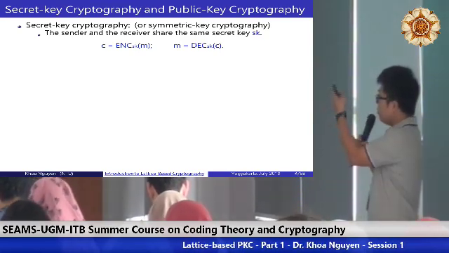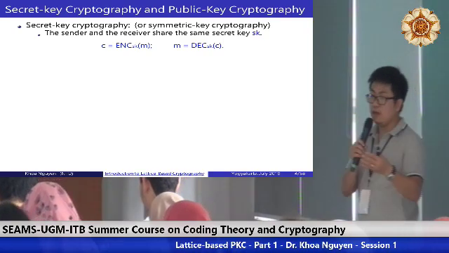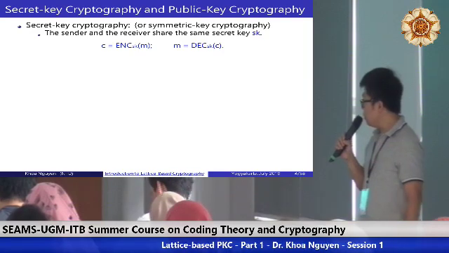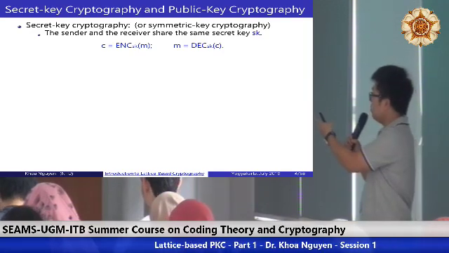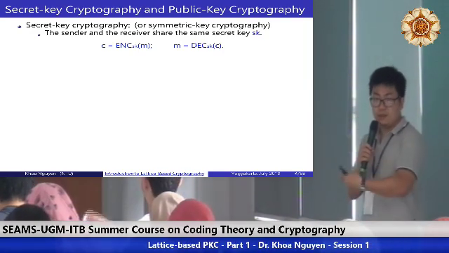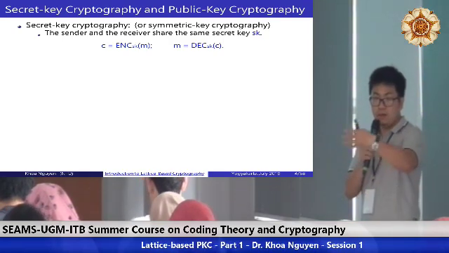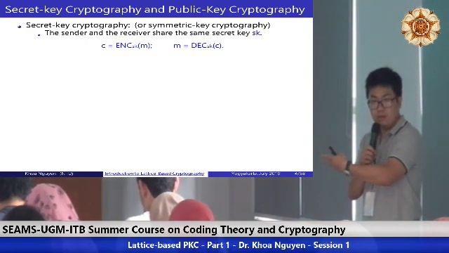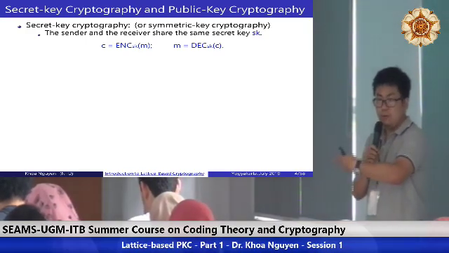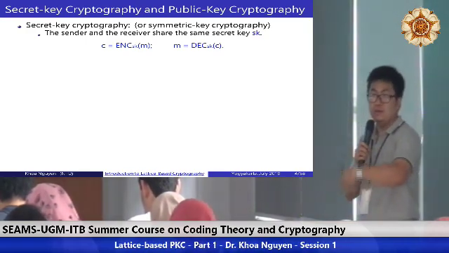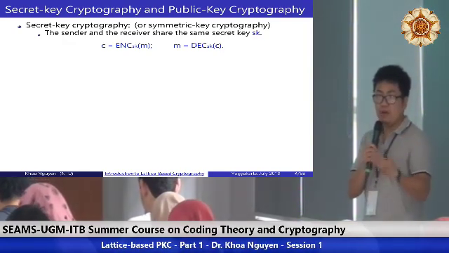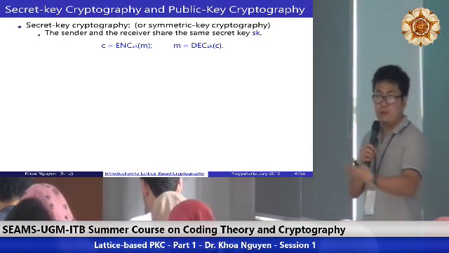Because they both know the secret key, the sender can encrypt the message M to a ciphertext C using the secret key. And this ciphertext can be transferred over some insecure channel to the receiver, who will use the same secret key to decrypt the ciphertext and obtain the original message M, which we call plaintext.